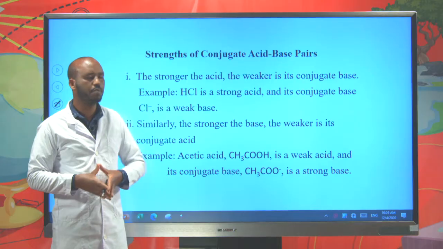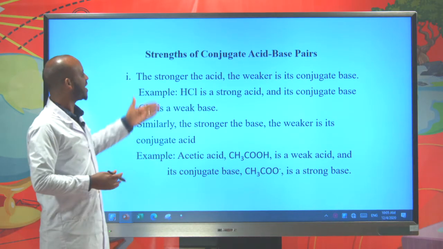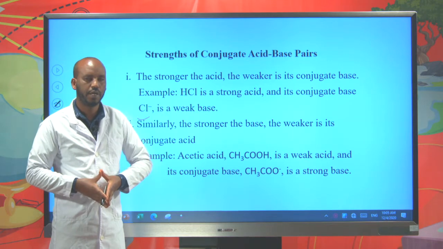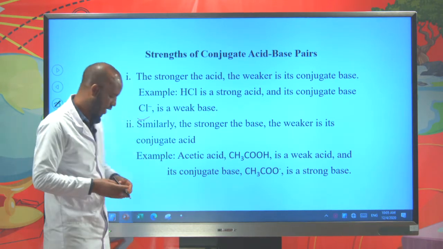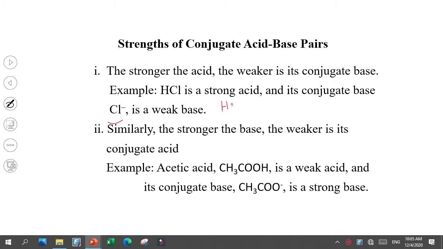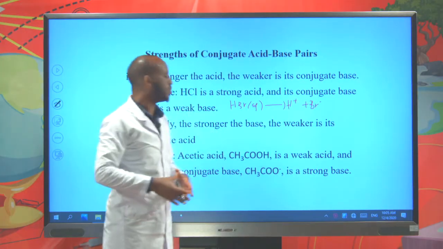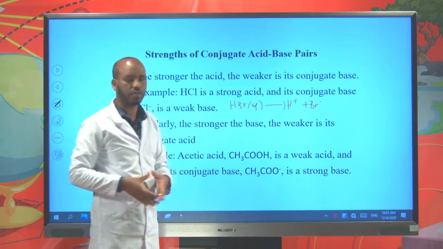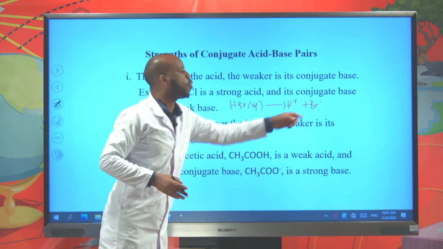Strengths of conjugate acid-base pairs. If an acid is strong, its conjugate base is weak. You can take hydrobromic acid as an example. Hydrobromic acid is a strong acid. If it loses a proton, what is formed? Hydrogen ion, H plus, and Br minus. Now Br minus is the conjugate base of the strong acid, hydrobromic acid. Hydrobromic acid is a strong acid; its conjugate base is weak.